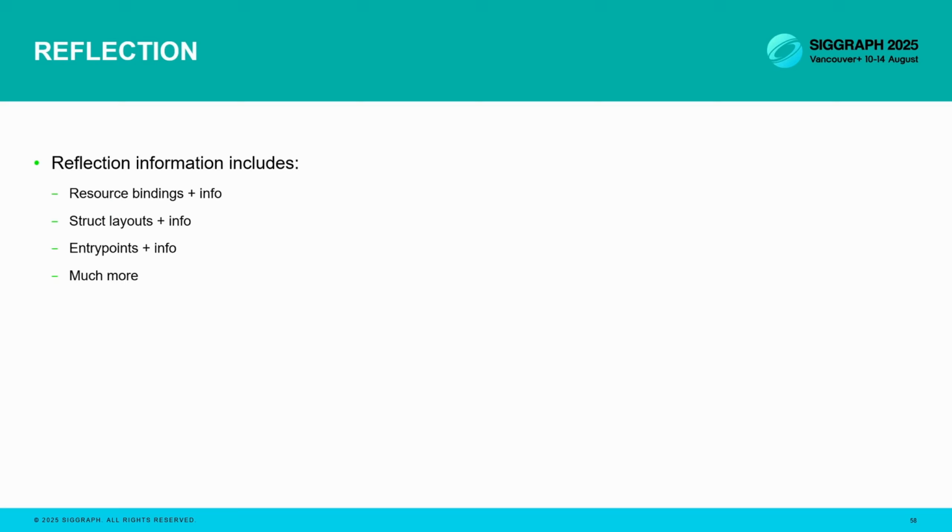Reflection information includes resource types and binding indices, but also includes a lot more. You can get how structs are laid out in memory, the names of each of their fields, the entry points, their attributes, and much more. In fact, this is how the editor you've been using works. Whenever you compile a shader, it looks at the reflection info to figure out how to set up its pipelines and how to update its constant buffers.